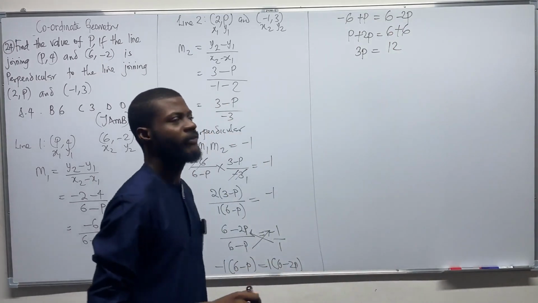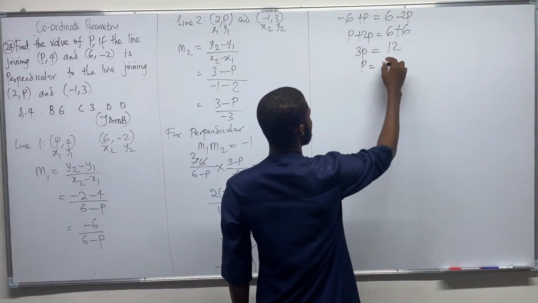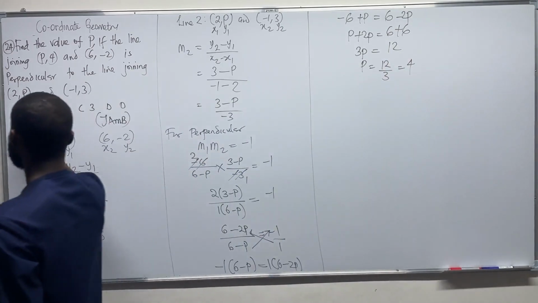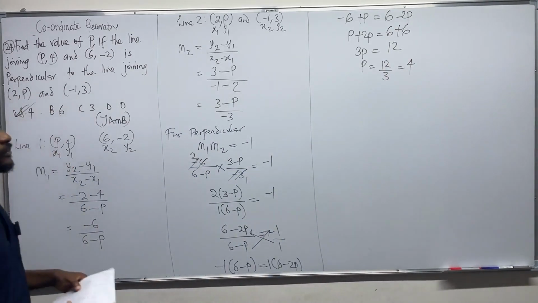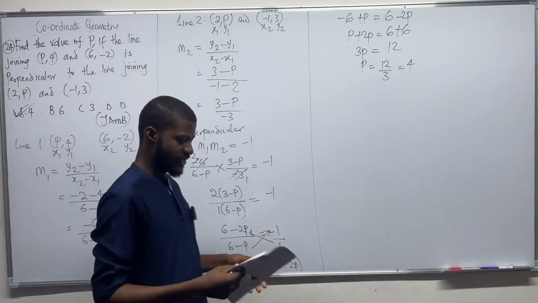Now how would I get my value for p? Divide both sides by 3. So p is equal to 12 over 3, which is 4. And my answer is A. So that becomes my answer. And that's how to solve that very problem. So let's go to the next one.